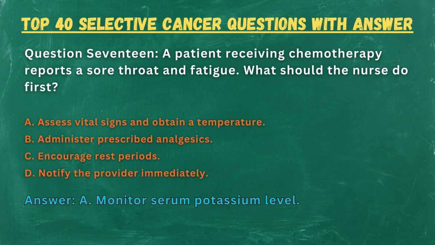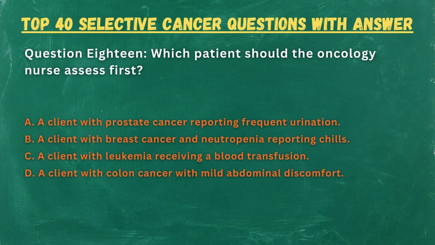Answer: A. Assess vital signs and obtain a temperature. Question 18. Which patient should the oncology nurse assess first? A. A client with prostate cancer reporting frequent urination. B. A client with breast cancer and neutropenia reporting chills. C. A client with leukemia receiving a blood transfusion. D. A client with colon cancer with mild abdominal discomfort.